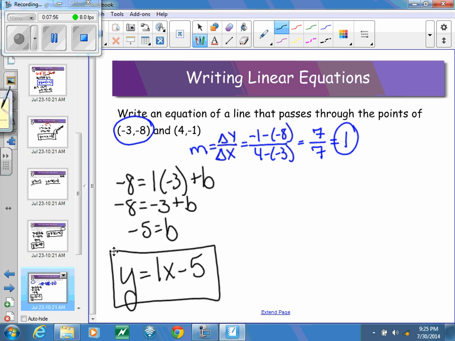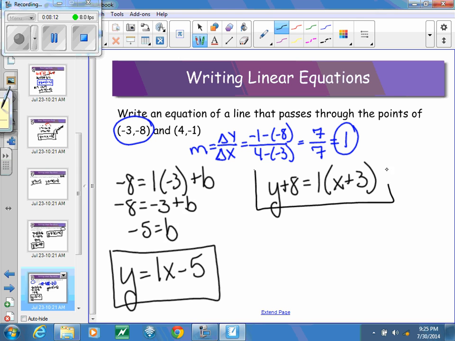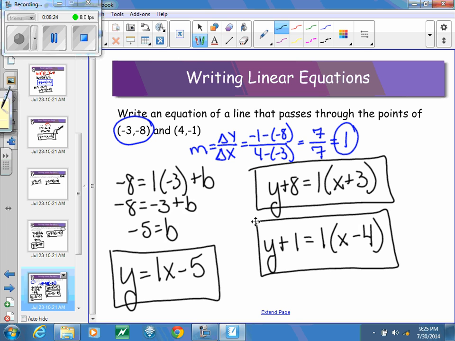With a slope of positive 1, y equals 1x minus 5, or y equals x minus 5. There's our slope-intercept. Point slope, you have 2 options because we have 2 different points. We can do y plus 8 is equal to 1 times the quantity x plus 3. That's one option. Or you can use the other point and do y plus 1 is equal to 1 times the quantity of x minus 4. And all 3 of these equations are the equation of a line that's going to go through those 2 points.